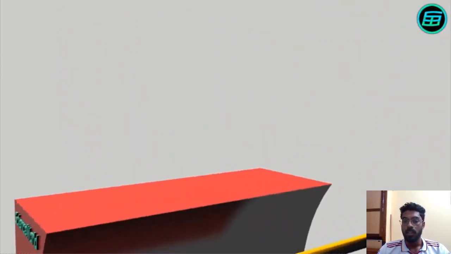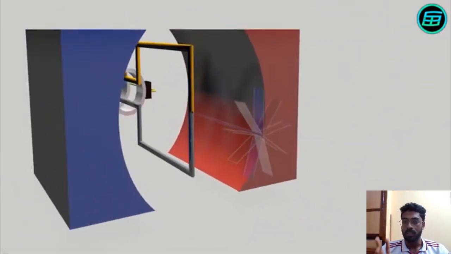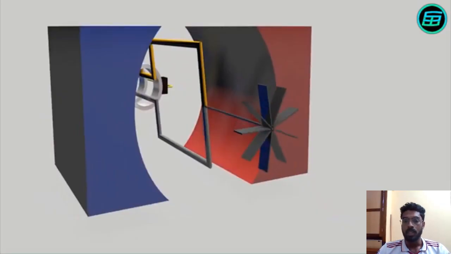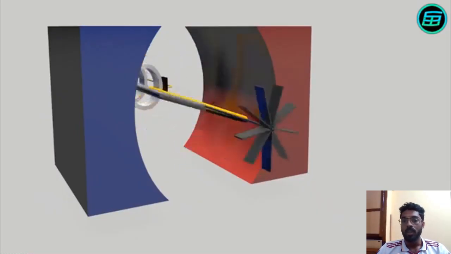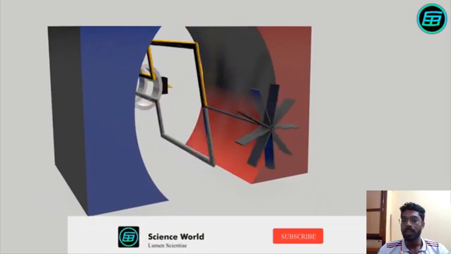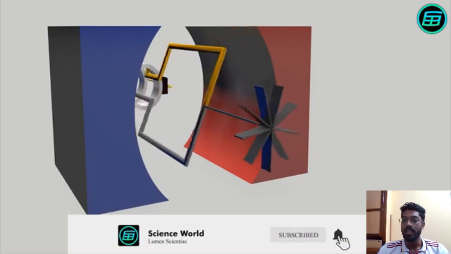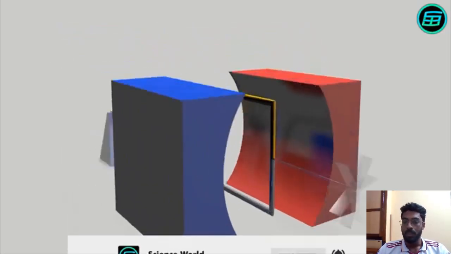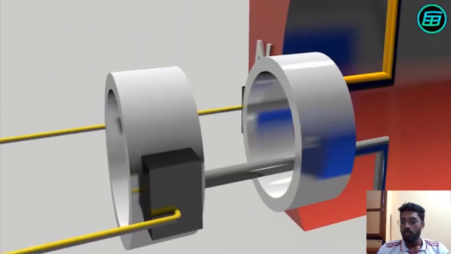So we have two permanent magnets, that is, a north pole as well as a south pole. When we rotate this armature, the magnetic flux lines are interrupted. The rotation can be through any method; we have seen the rotation through many things.